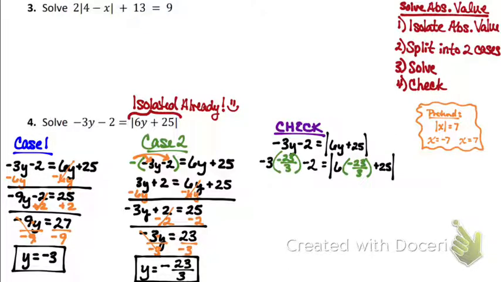All right. I need you to grab your calculators for me. Cell phone calculator is totally fine. Grab your cell phone calculators. We're going to do -3 times -23/3.